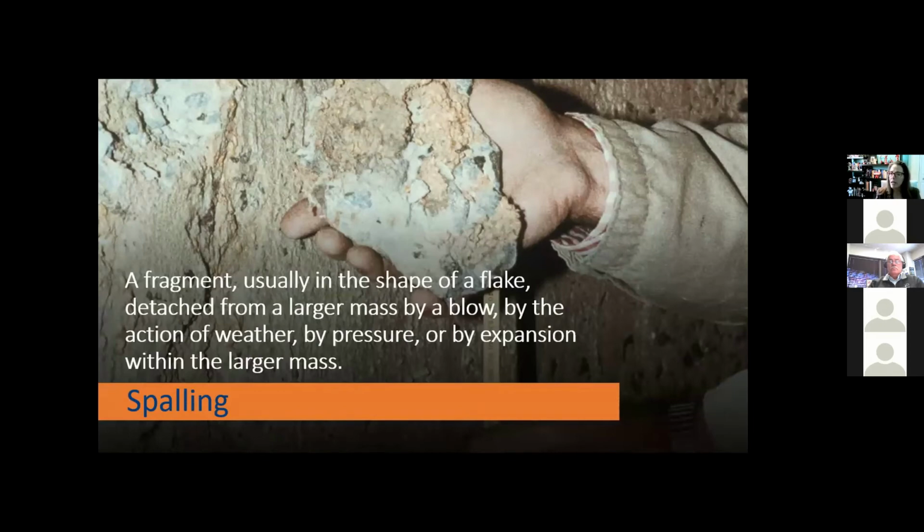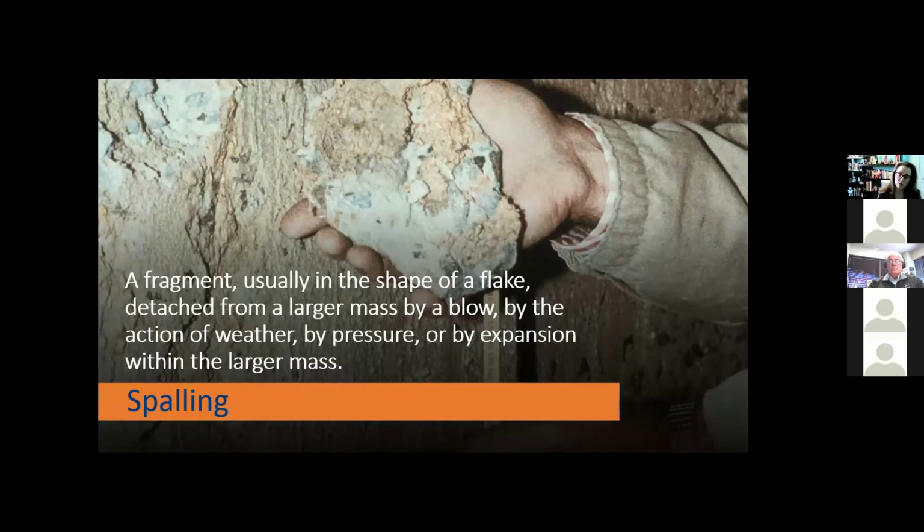Next subject is spalling. Spalling means that something came off your concrete as a fracture. So typically that means you have some interior cracking that has worked its way to the surface. So the definition of spalling by our industry is pressure buildup. It's usually due to expansion within.